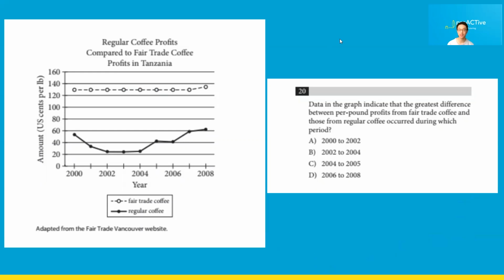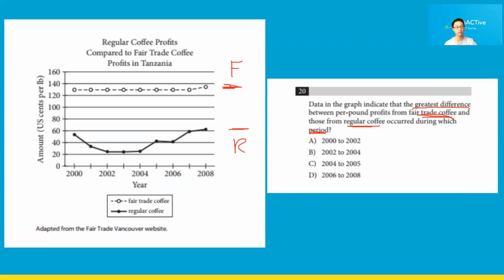All right, I assume you guys have answered this question, so let's get into it. Data in this graph indicates that the greatest difference between the per pound profits from fair trade coffee and those from regular coffee occurred during which period? It's asking for the greatest difference, right? This line represents the fair trade coffee, and this line represents the regular coffee. Whenever it's asking for the greatest difference, you try to look for the greatest distance between the two graphs. That's the quickest way to answer it.